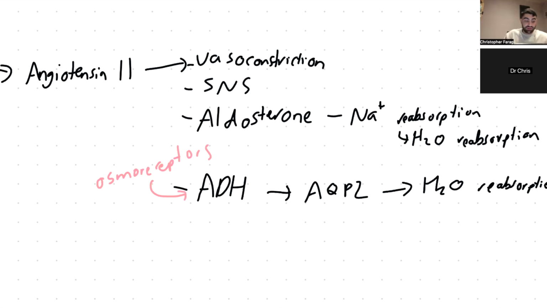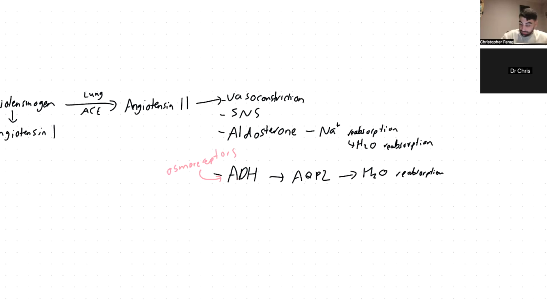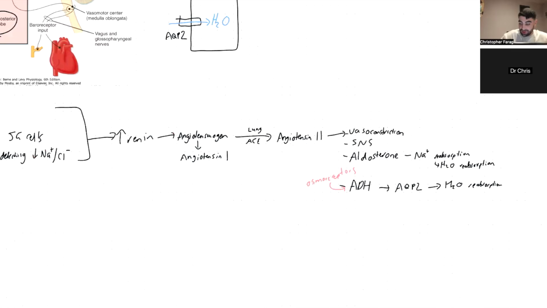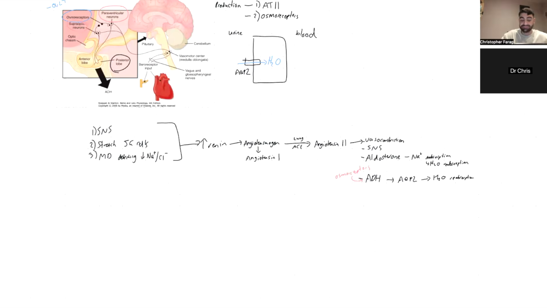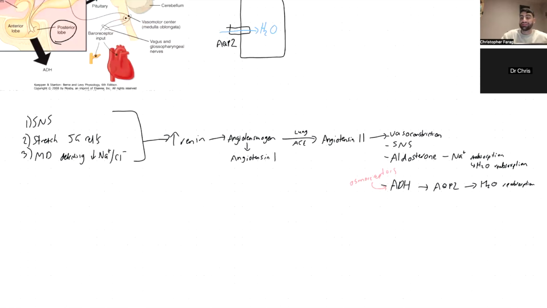And there we have it. Zoom out a little bit. That's our summary of the renin angiotensin aldosterone system, from the production of renin down to our production of aldosterone and ADH, and everything helping to save our fluid in times of dehydration.